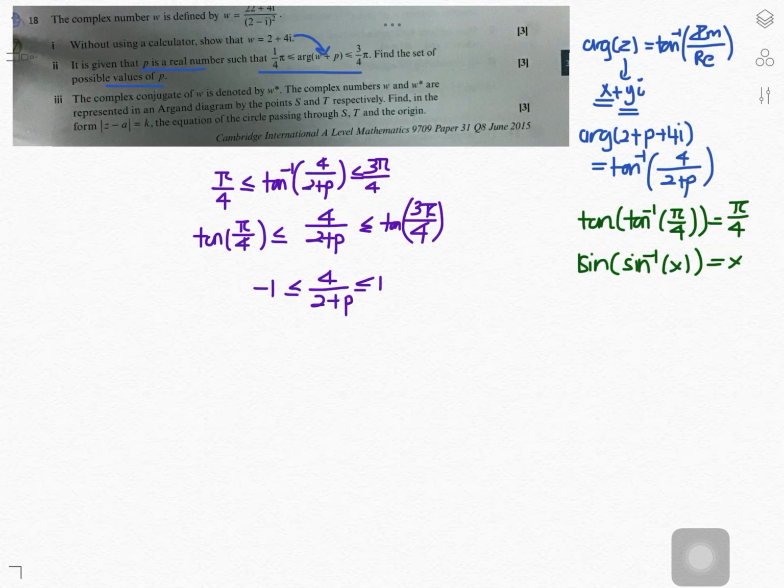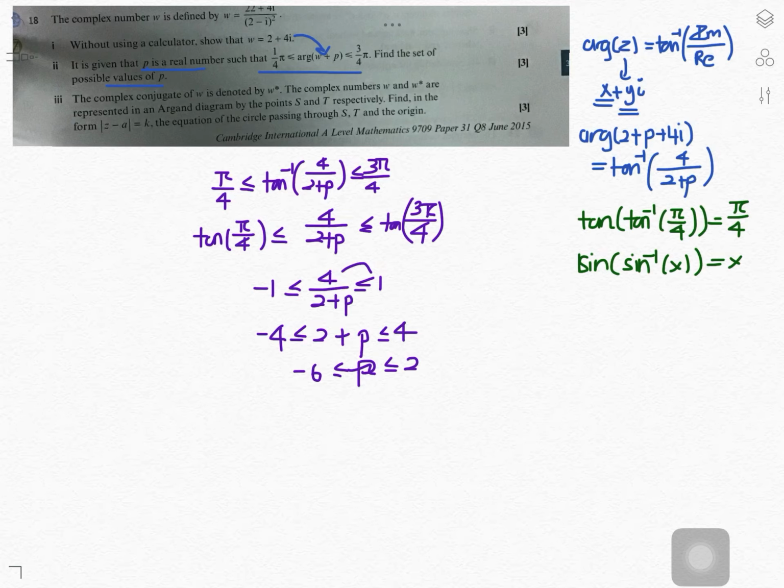So how do I do this very fast? I can just drag the 4 down. So 2 plus P, 4, and then negative 4, and my P value is 2 and negative 6. See, these are the possible values where if I put the P inside, then my angle is going to be in between 45 degree to 135 degree.